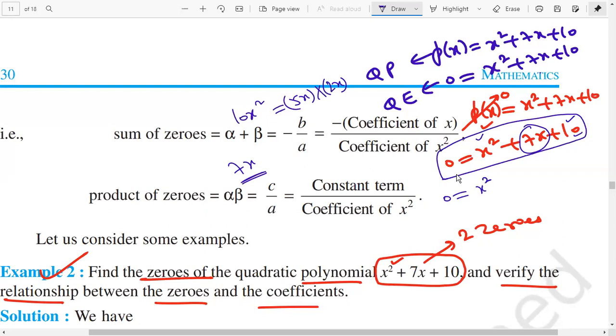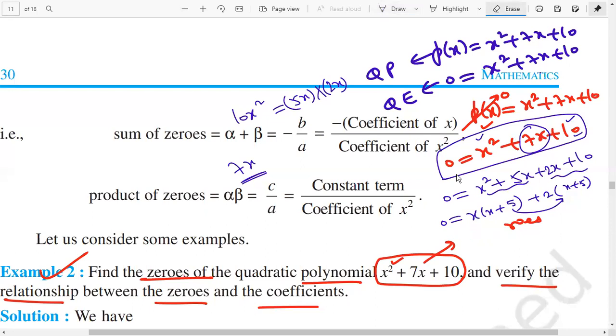0 is equal to x square plus 5x plus 2x plus 10. From the first two terms we can take x common, so this will be x plus 5, and from the last two terms we can take 2 common. Again x plus 5 will come here. Then we can take x plus 5 common, so this will be x plus 2. Now both factors are equal to 0. So one value is minus 5, the other value is minus 2. Correct, these are the two zeros.